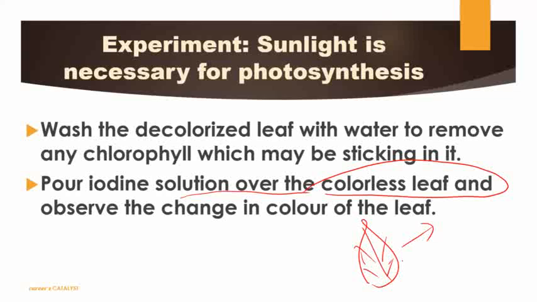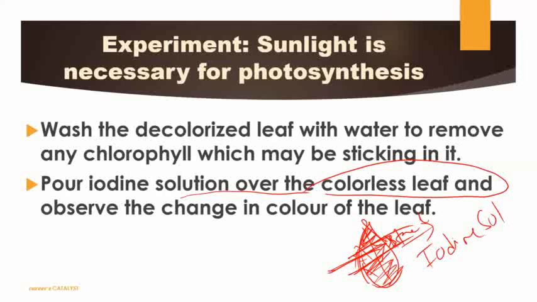Now what will we do? We will put some iodine, or dip this leaf in what? Iodine solution. You will observe that the part where the foil was wrapped will not convert into blue-black, and the remaining portion of the leaf will get converted into blue-black color. This shows that this particular part of the leaf will not have any starch present.